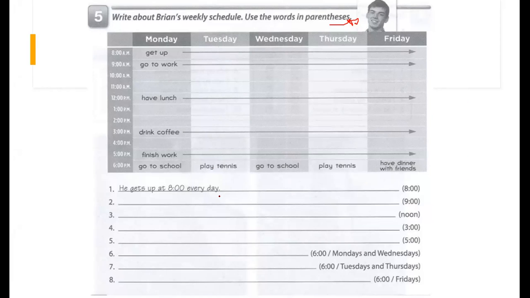Okay. So all you gotta do is take a look at the hour or the time. 8, 9, noon, 3, 5, the hour, and then the days of the week. 6, Tuesday and Thursday, and 6 and Friday, right? Okay, so what you have to do is in groups of three, you have to speak about Brian's schedule.